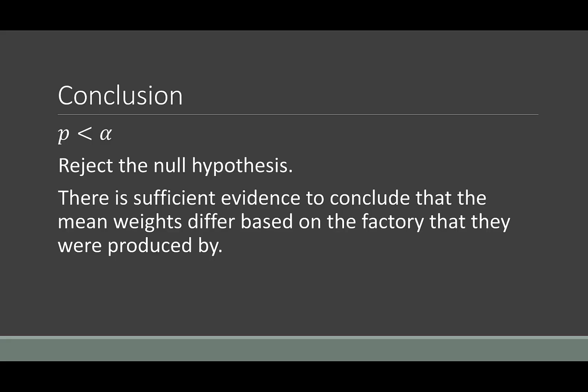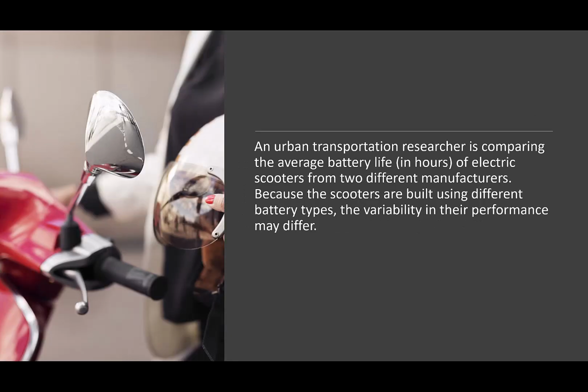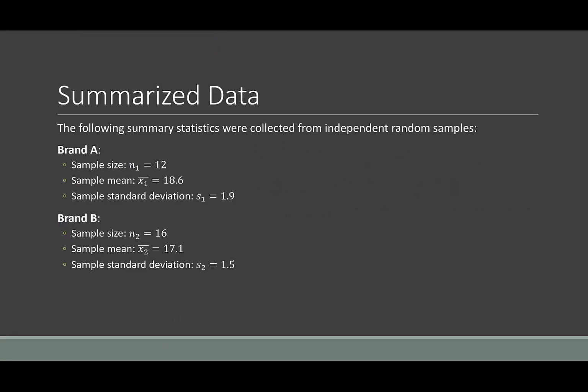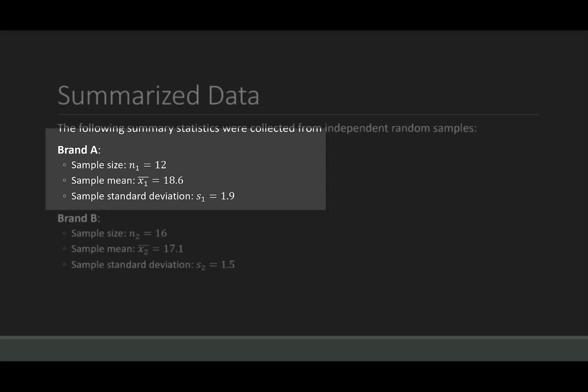Let's look at a second example. An urban transportation researcher is comparing the average battery life in hours of electric scooters from two different manufacturers. Because the scooters are built using different battery types, the variability in their performance may differ. The following summary statistics were collected from independent random samples. For brand A, the sample size n1 was 12. The sample mean, x1 bar, is 18.6, and the sample standard deviation, s1, is 1.9.